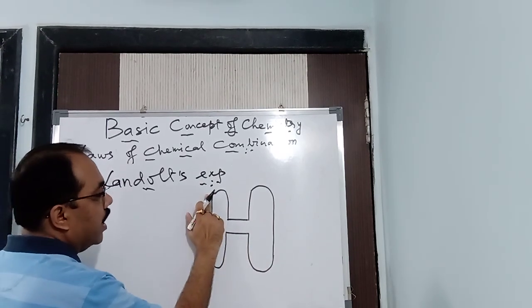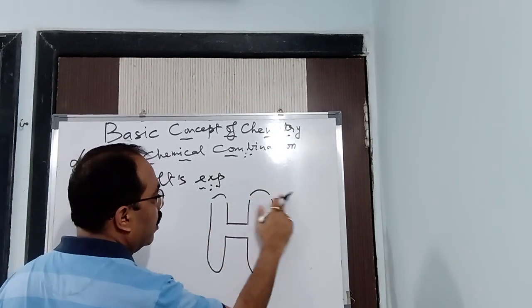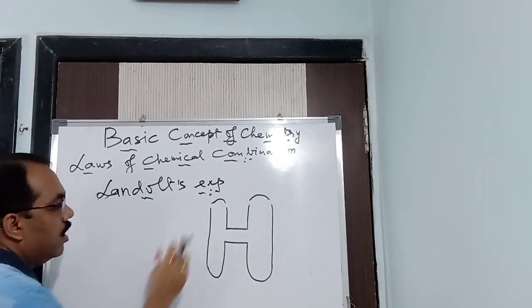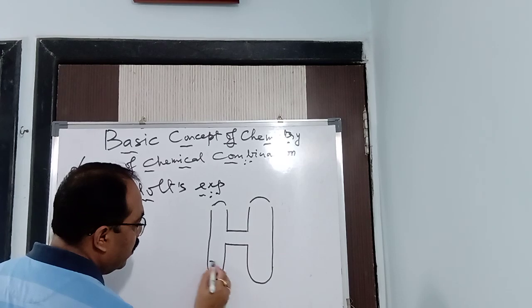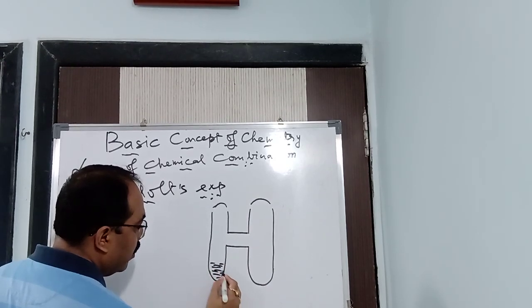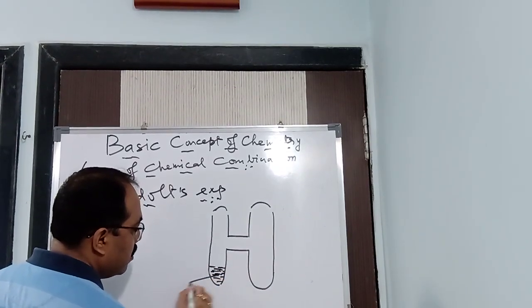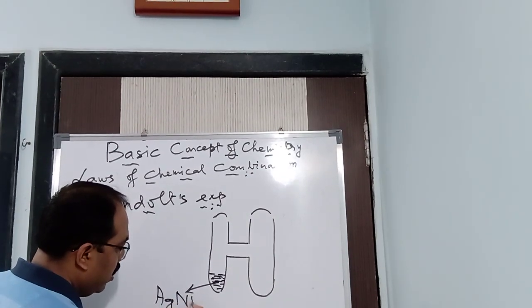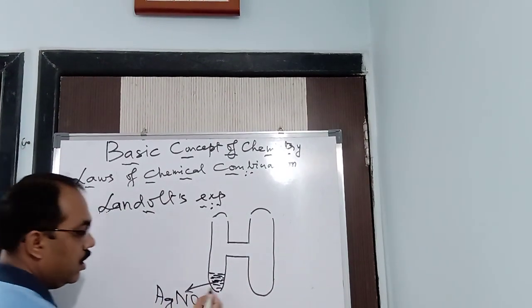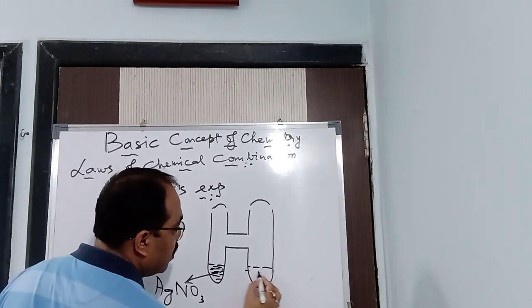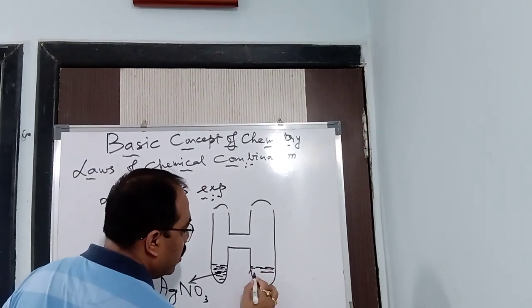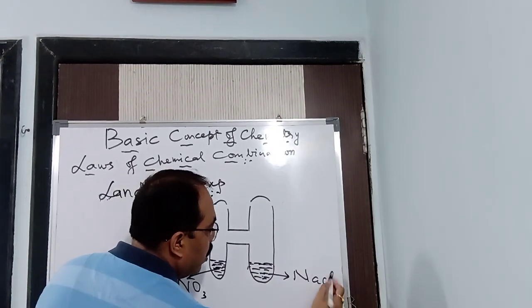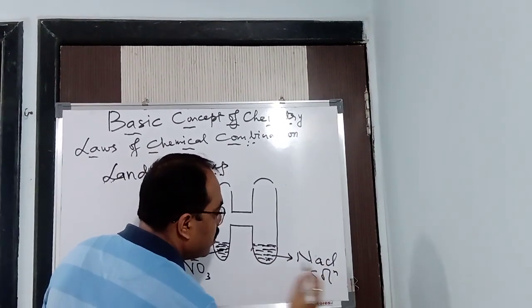Now, what I will do is open this. There is an opening here, just a cork or whatever you can say. You open it, and in this limb you add silver nitrate solution. And in this limb, you add sodium chloride, NaCl solution.